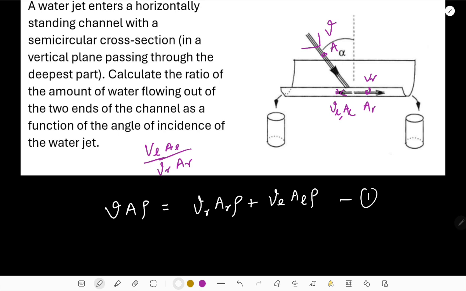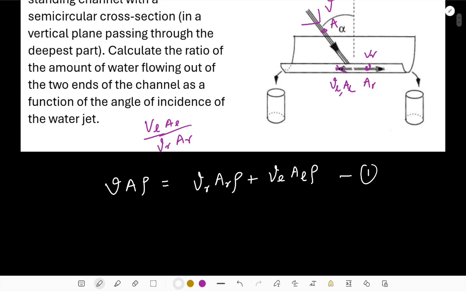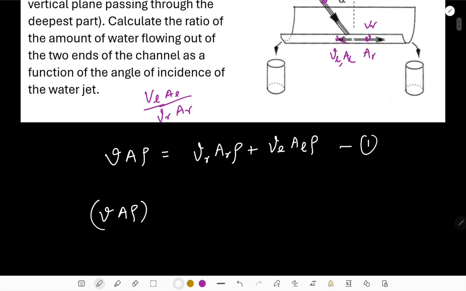And I think I can also write the conservation of momentum in horizontal direction. So I will have to write the horizontal component of momentum of the water jet per unit time simply as V A rho, multiplied by its mass per unit time, multiplied by its velocity in horizontal direction, that will be V sine alpha.